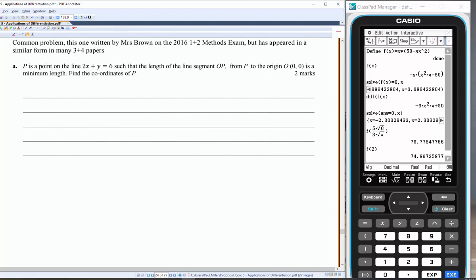Yeah, it's a really common style of problem. I'm going to show you two ways of doing it. One is the hard way, and one is the easy way. What am I going to go for first? Let's do the easy way first.